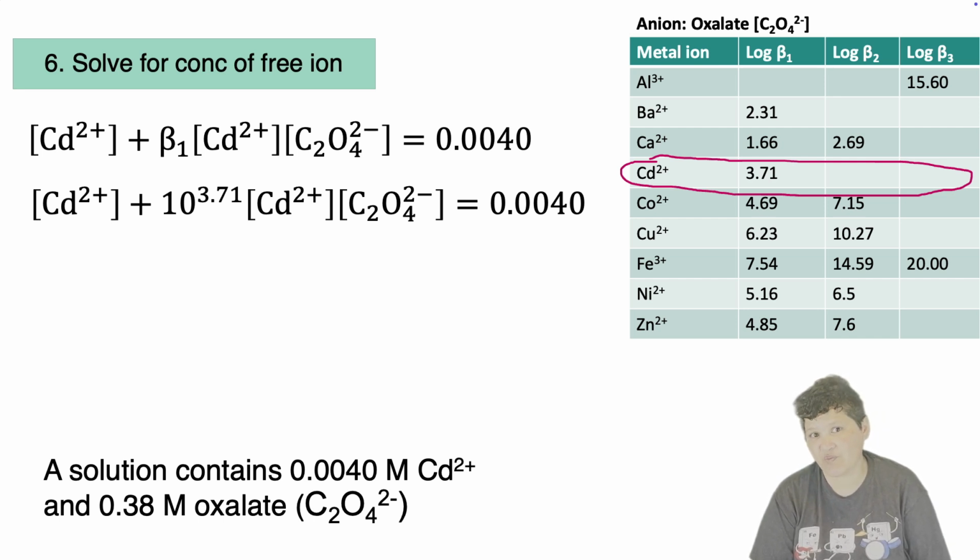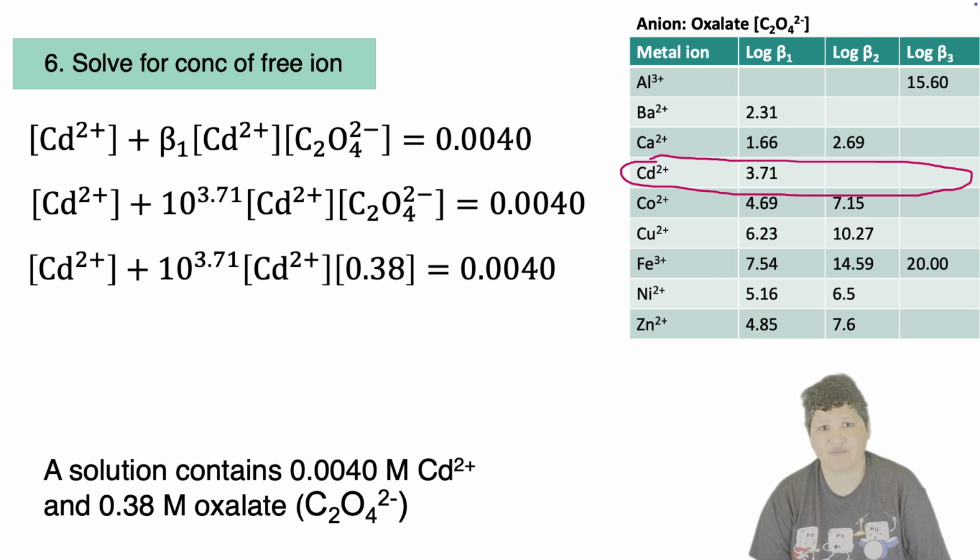Next, we're going to make an approximation. We have far more of our ligand in the system than we have of the metal. There's almost 100 times more oxalate than there is cadmium. So we're going to assume that the concentration of free oxalate will remain more or less constant at around 0.38 molar. Let's substitute that number in for the oxalate concentration.